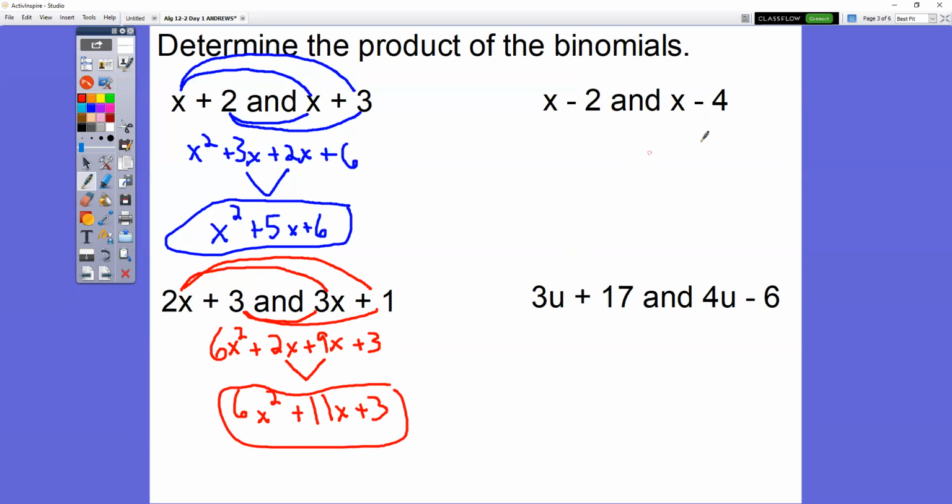Go ahead and try this one on your own, please. All right, go ahead and try x minus 2 and x minus 4, please.